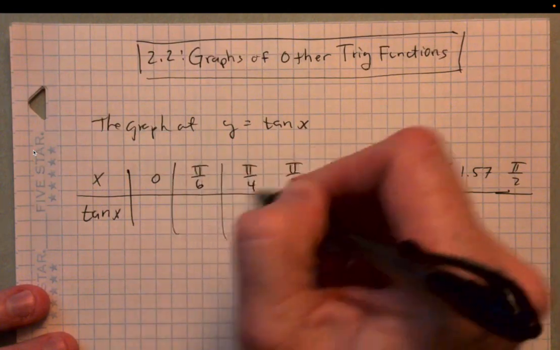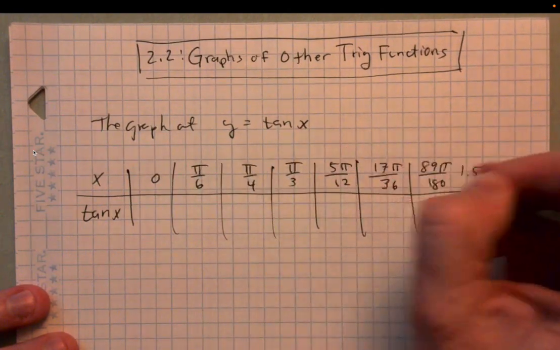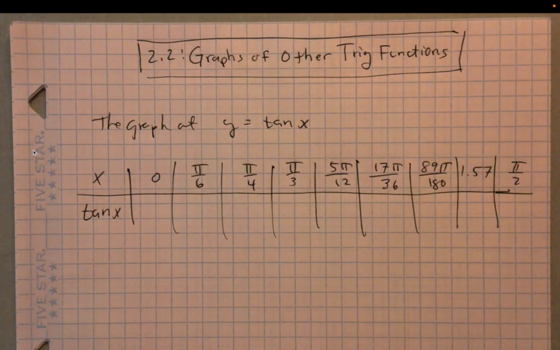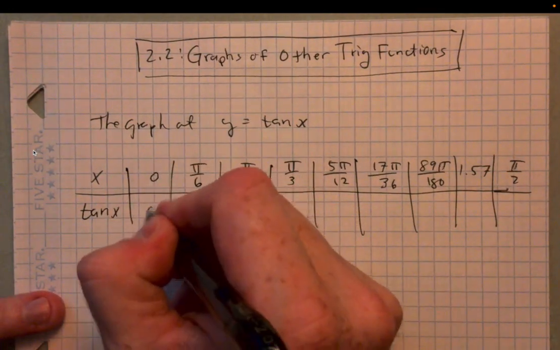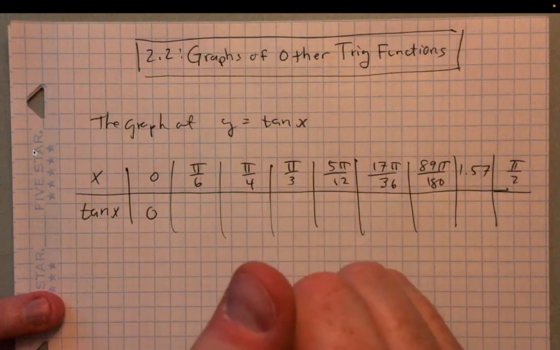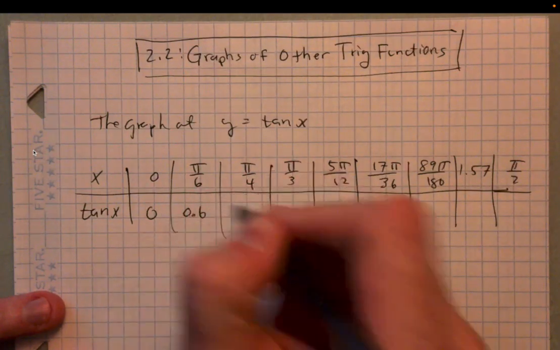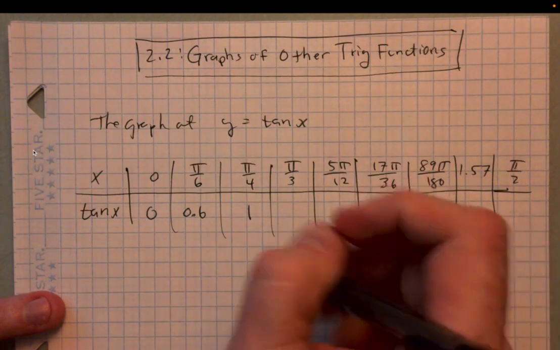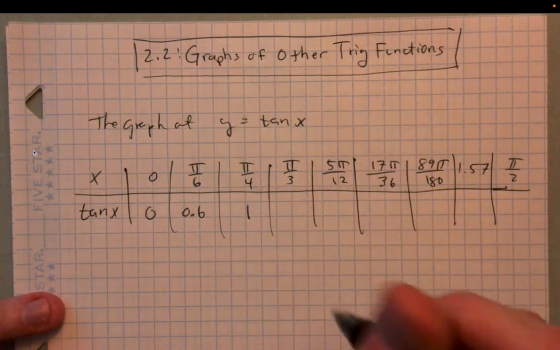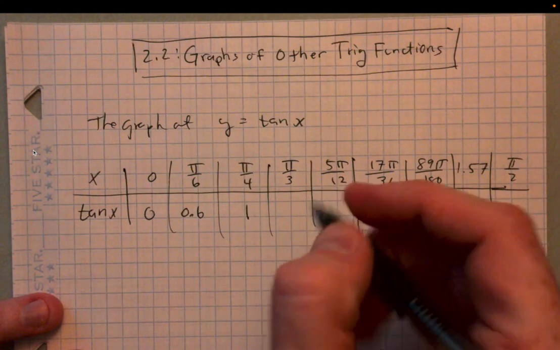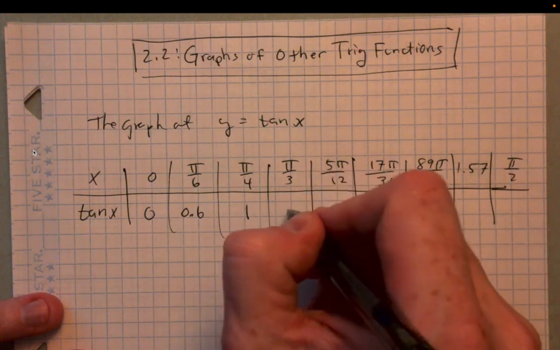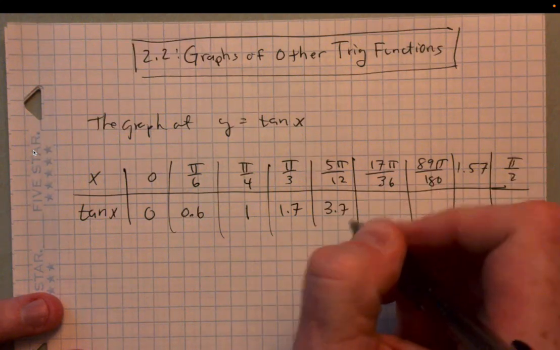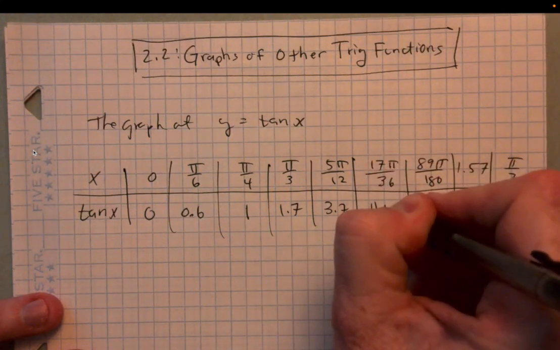You can do this on your own, but I'll just tell you the value of tangent at each of these. The tangent of 0 is 0, right? The tangent of pi over 6 is 0.6, and then at pi over 4 it's 1, because the sine and the cosine are both equal there, so the ratio would be 1. Pi over 3, the tangent is 1.7, and then 3.7, and then 11.4.